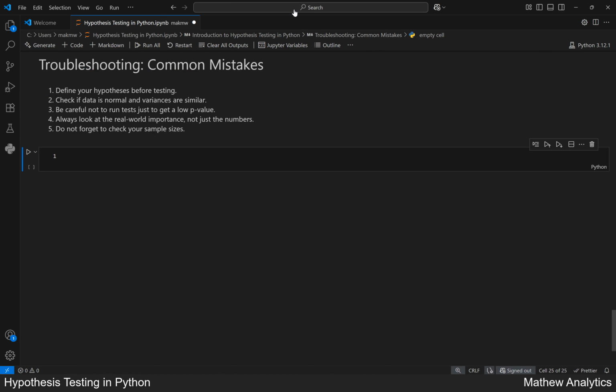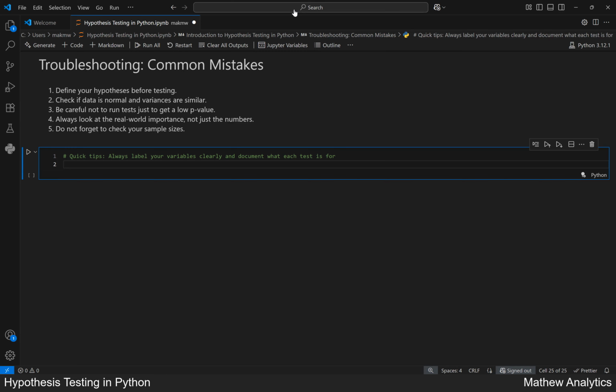Here are some final quick tips to make your code readable and clear. Use clear names for your variables so others know what the code is doing. Use comments in your code so it is easy to remember why you made certain choices. Running the cell now. Practice commenting your code in your next hypothesis test.